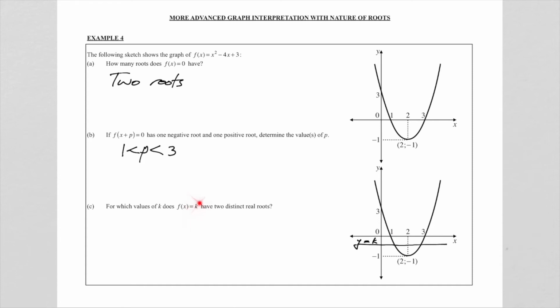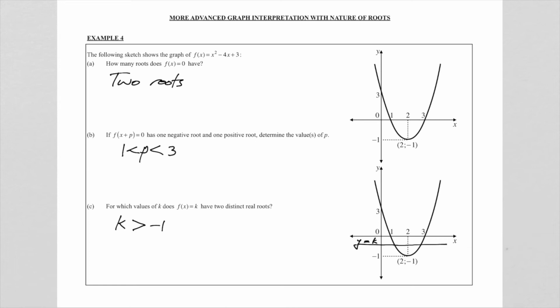And they ask us to find k, for which values of k. So let's write down the answer. So this k must be greater than -1. I just want to make sure that you understand why we say k must be greater than -1, is because the turning point, the line at y = -1 is at the turning point, and we must draw this horizontal line above y = -1. So that means that k must be greater than -1.